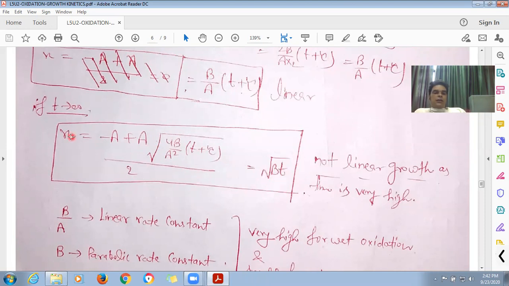So you can see clearly that as the time increases, the thickness of oxide layer no longer increases linearly with time, but it increases parabolically, non-linearly. This is the parabolic equation, y square equal to 4x. So as the time passes, the thickness of oxide layer increases parabolically.